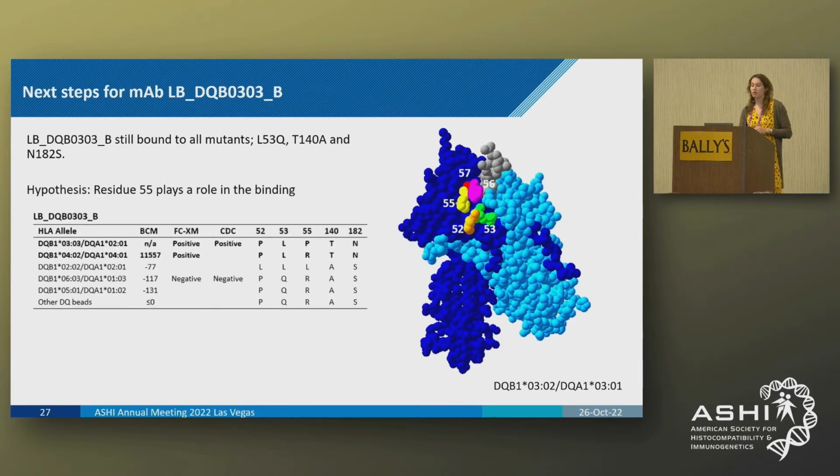So then we thought maybe position 55 plays a role in the binding. Position 55 is a position that is also included in other HLA-DQ eplets on different alleles, and it's very close to positions 52 and 53. Here the position 55 is in yellow. And you can also see that the 55P is really unique for the DQ3 alleles, while the DQ4 has an R, and the DQ5, 6 have an R, and the DQ2 has an L.